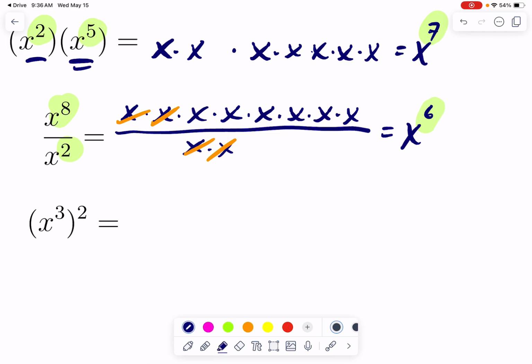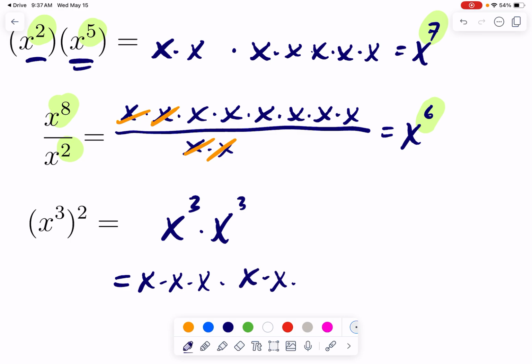And this, well, squaring just means multiplying it by itself. So this is x to the third times x to the third. We'll write down what that actually means. We get x to the 6th. So over here, I am taking a power to a power. But it looks like that has something to do with multiplication.